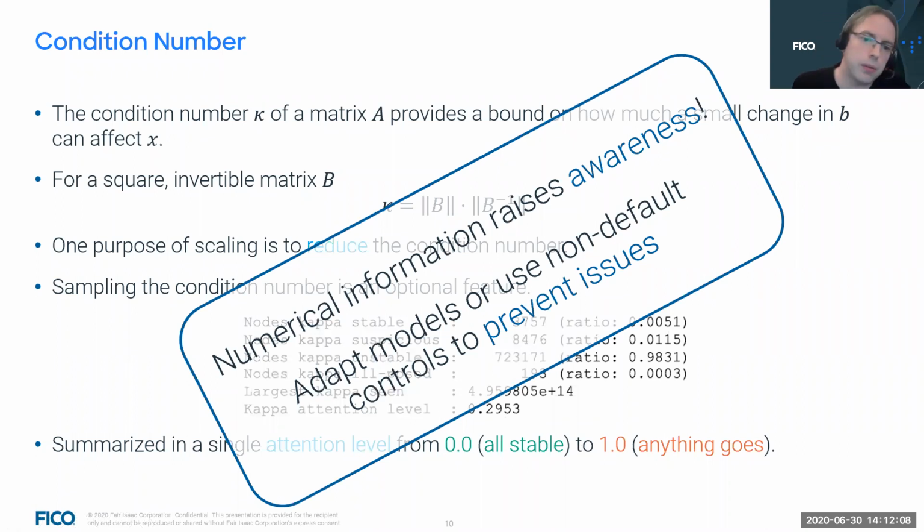As you have heard from my description, numerical information here mainly is there to raise awareness. It shows you there might be something going on. And what should you do then? Well, first of all, ideally you can adapt your models to become numerically more stable, or you can try to use some non-default controls to prevent these issues from occurring in the first place.